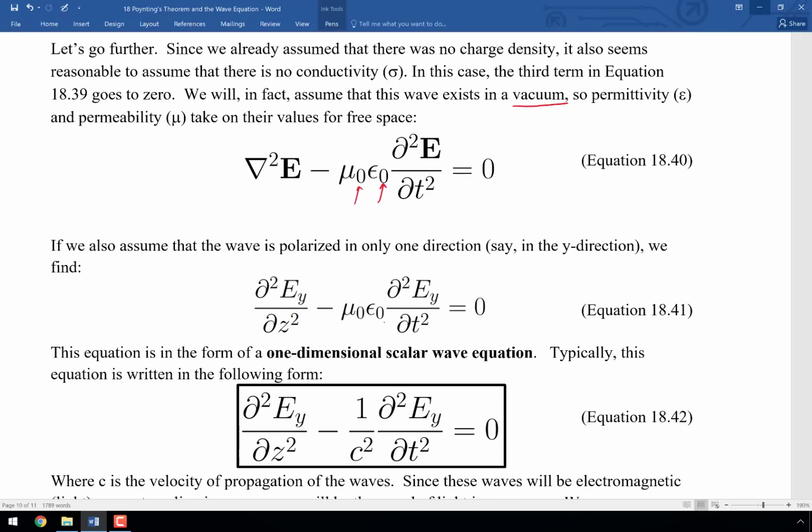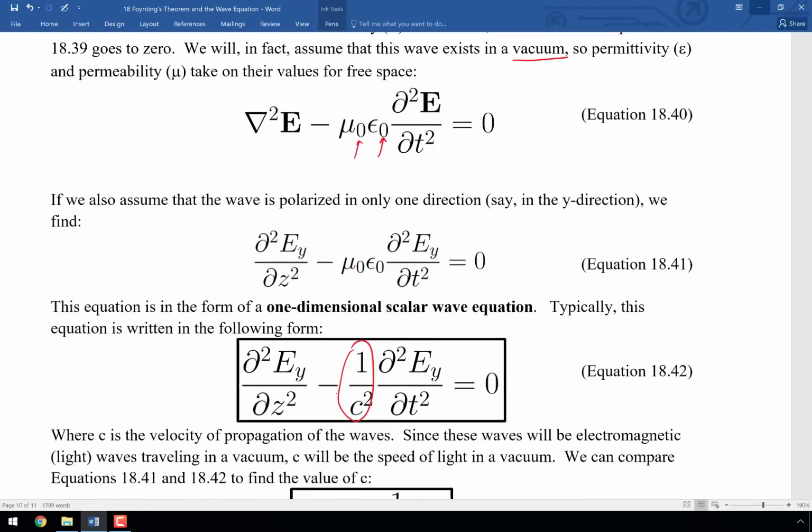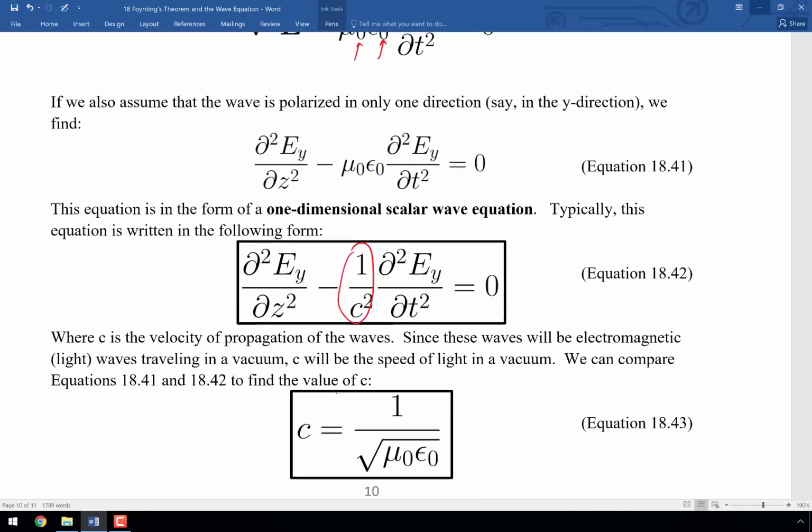And I can represent this as the normal one-dimensional scalar wave equation, which is typically represented as 1 over c squared in front of the time derivative term, because if you put it into that form, then c is the speed of propagation. It's the velocity of the wave. This could be the velocity of a wave of water, the velocity of a wave on a spring, the velocity of my voice through the air, or in this case, because we're talking about electromagnetic waves in a vacuum, it is the speed of light in a vacuum.